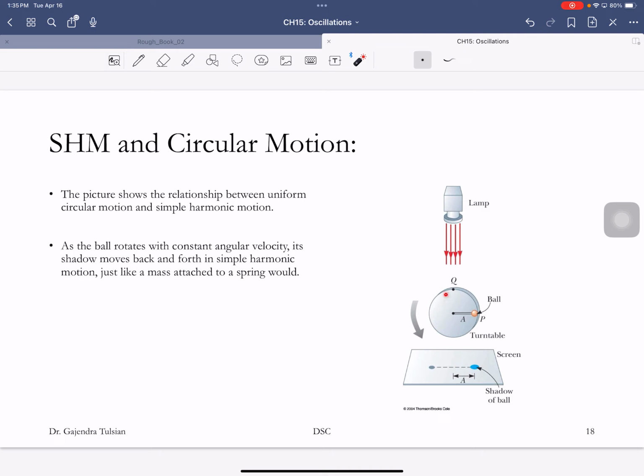So uniform circular motion is a combination of two simple harmonic motions. Okay? So uniform circular motion and simple harmonic motion are related. Isn't that kind of like how waves work in the ocean too? Yep, it's a combination, also, yep. So simple harmonic motion shows up everywhere.